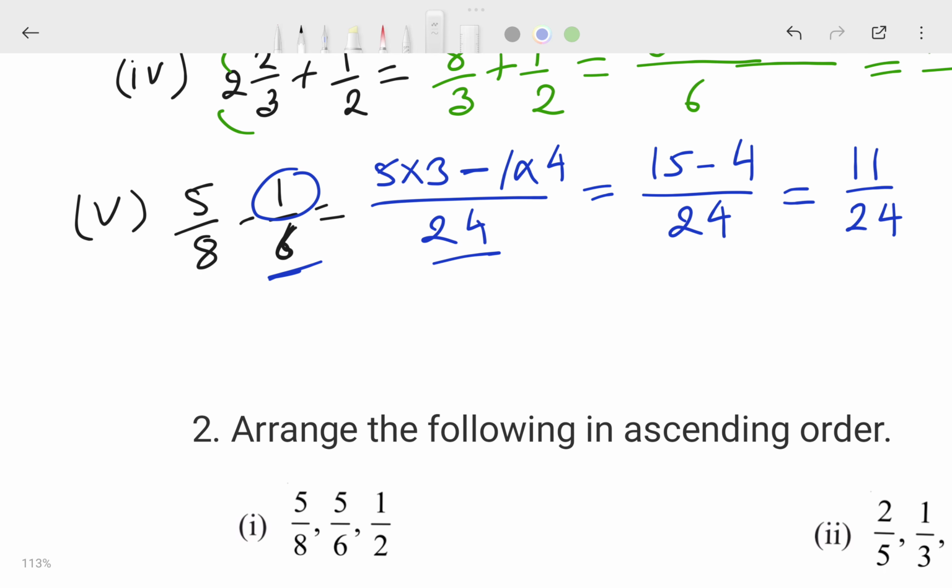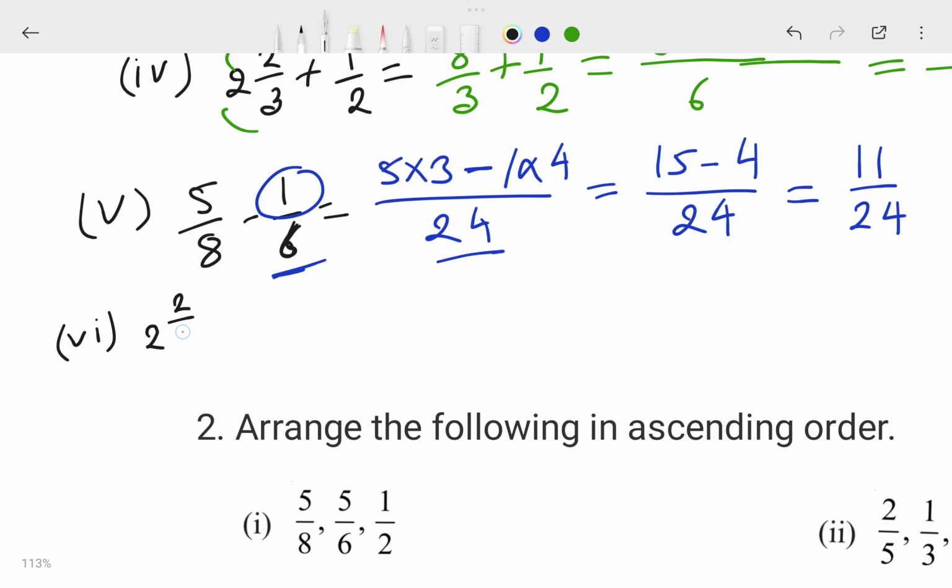Okay, so this is our last question of this one. We will solve this exactly. This is the sixth question: 2 and 2 by 3, plus 3 and 1 by 2. So how will we solve this one?